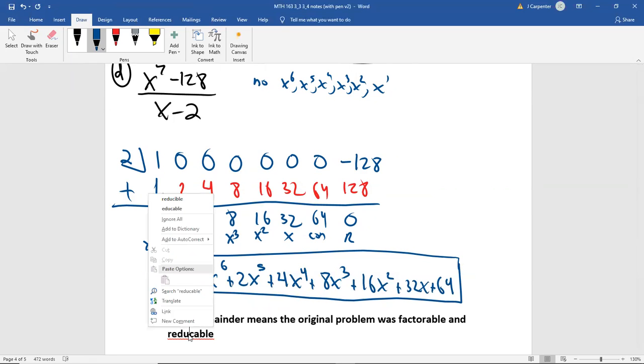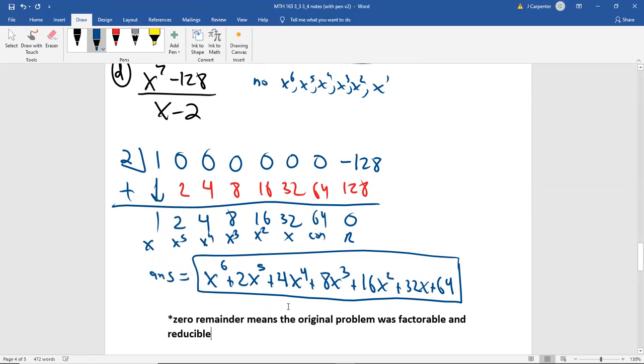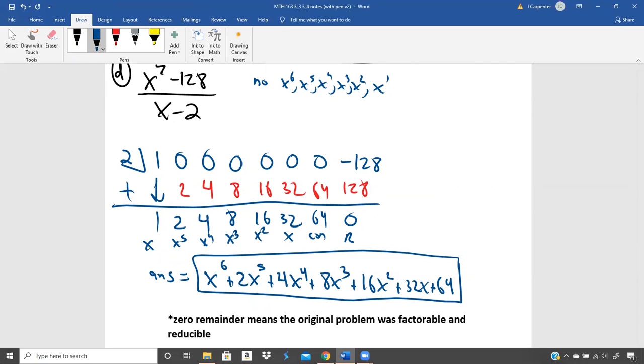I think reducible is wrong. Oh, I spelled it the wrong way. That's why. I'm not a spelling teacher. What can I say?